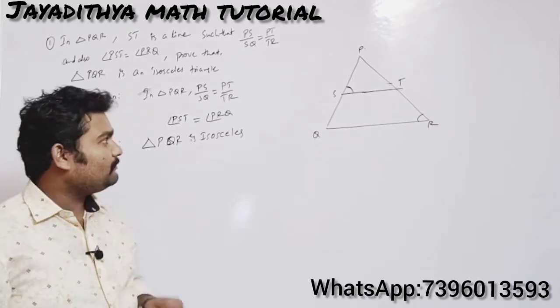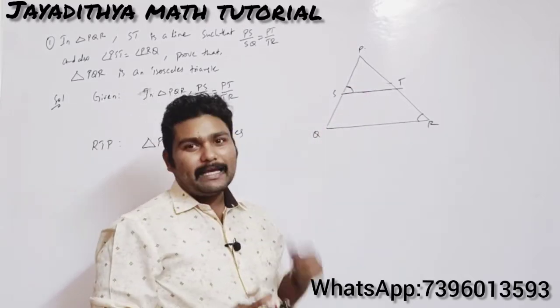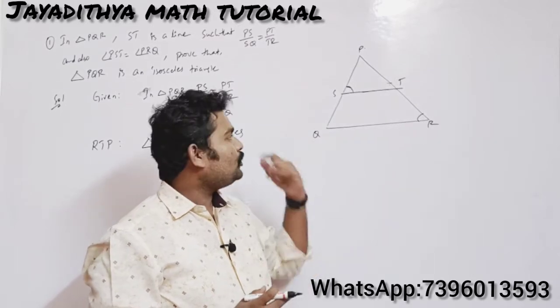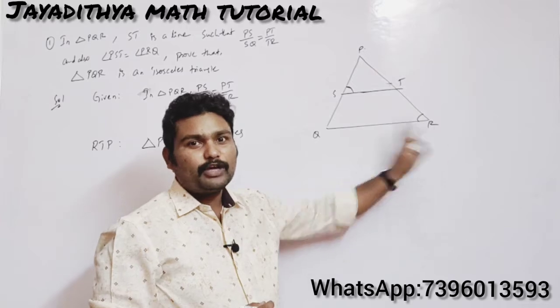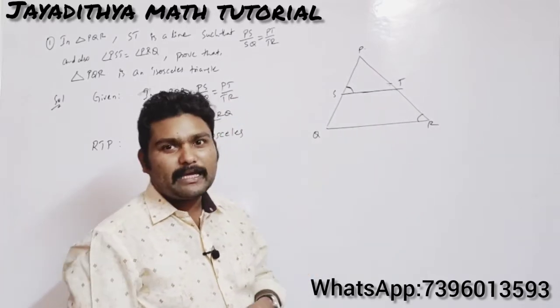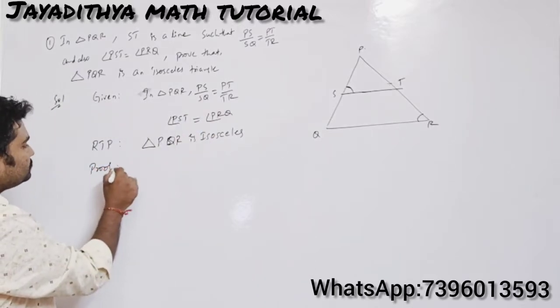So if the triangle PQR is isosceles, what happens? First of all, you think of that one. See here, a triangle will be isosceles when two angles are equal. So we will be trying to prove that angle Q is equals to angle R. We should prove that angle Q is equals to angle R. If you prove that one, then the triangle becomes isosceles. So how to prove that one? So start the proof here.